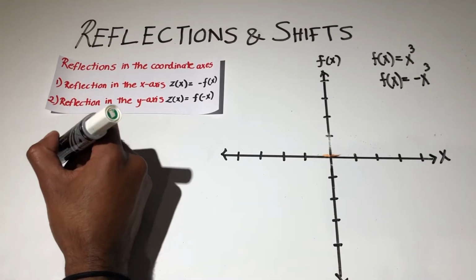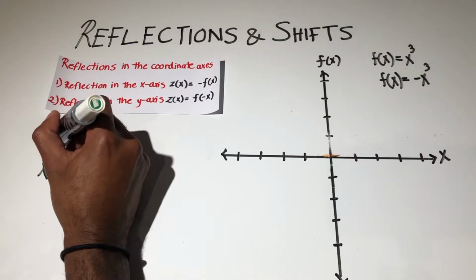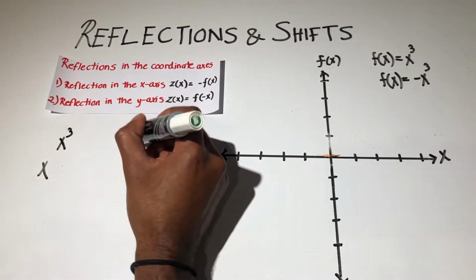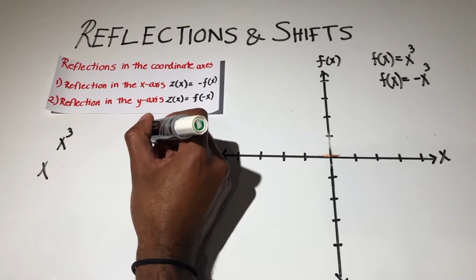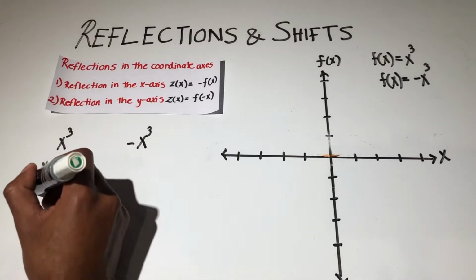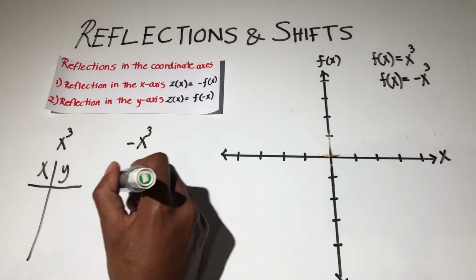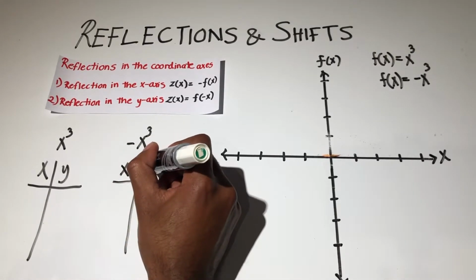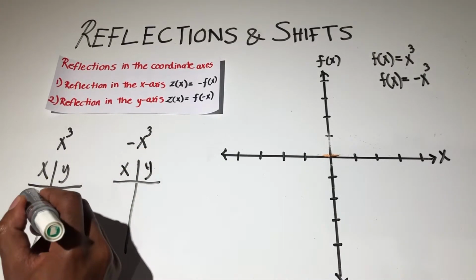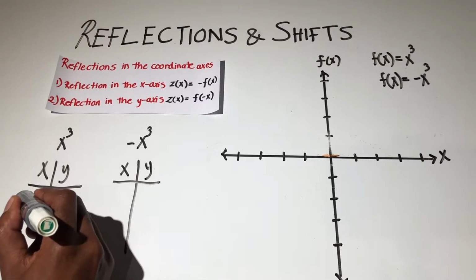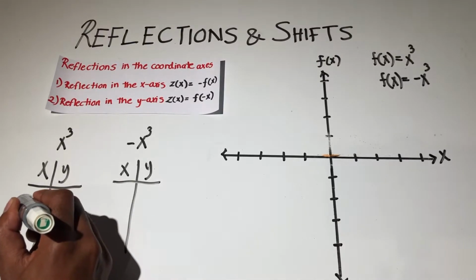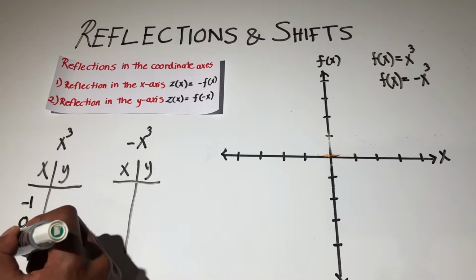So for x, this is for x cubed. This is for negative x cubed. We have a table of values for each function. So let's say at 0, well, let's start with negative 1. We have negative 1, 0, and 1.